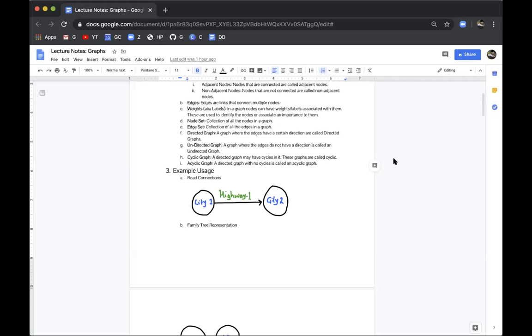Node set is essentially the set of all the nodes. So a collection of all the nodes represented in an array or a set could be just called a node set. Edge set is just a collection of all the edges.